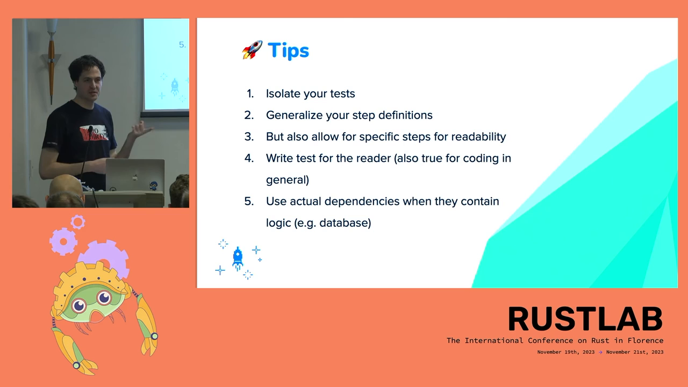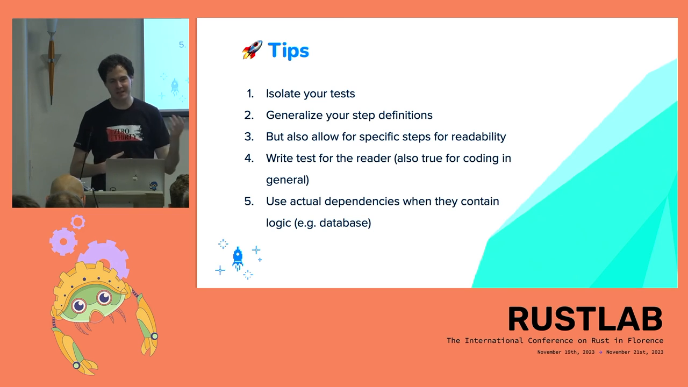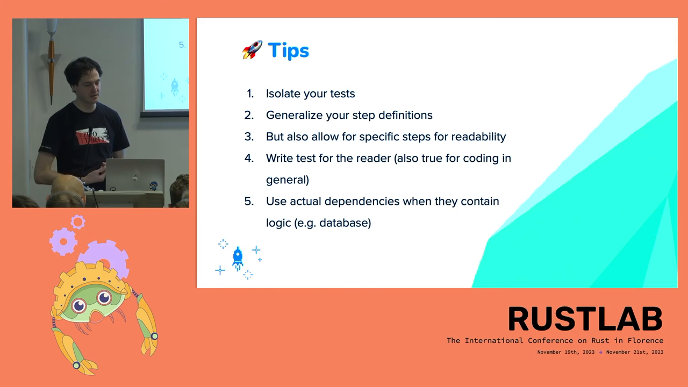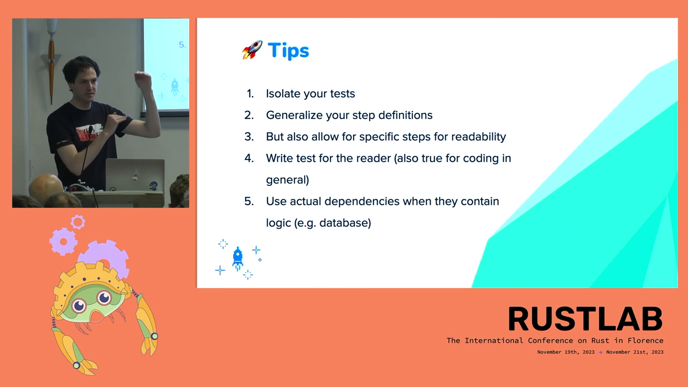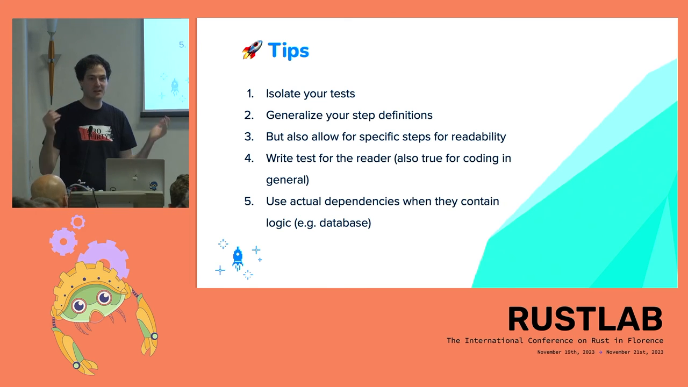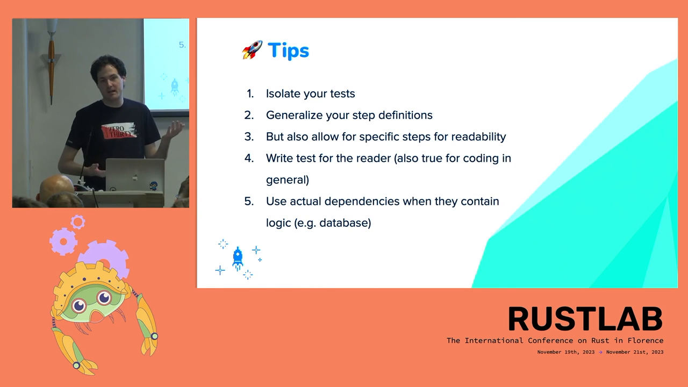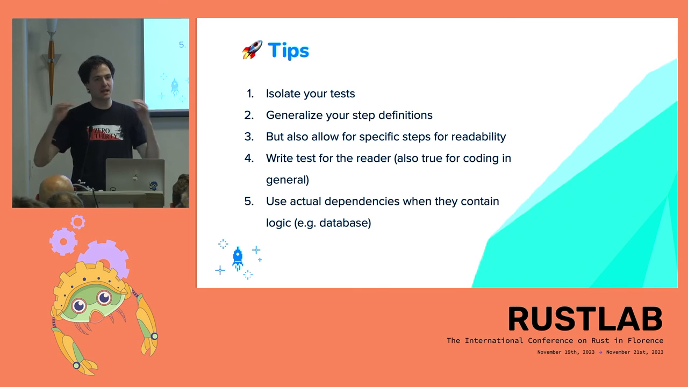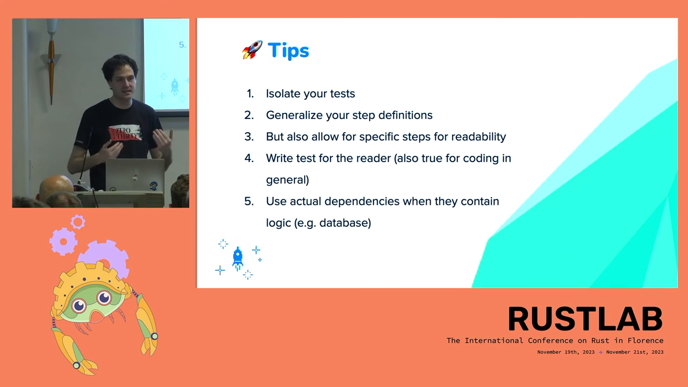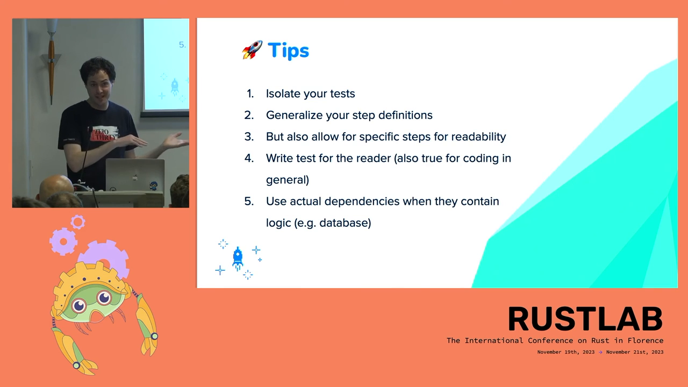I'd like to say generalize your step definitions. Don't make a step definition specifically for users. I make a step definition to add stuff to the database. But also allow for a very specific step for readability. If you very often create a logged in paying user with a bunch of steps, that can be one step. Like given the user Koen is created and has a paying subscription, can be one step to make it read more easy, for example. And that step could call other steps that do the actual creating a user and giving it a subscription.